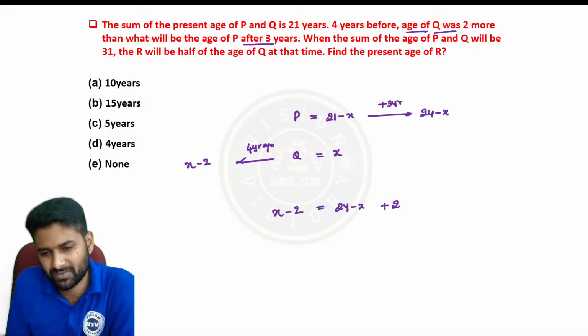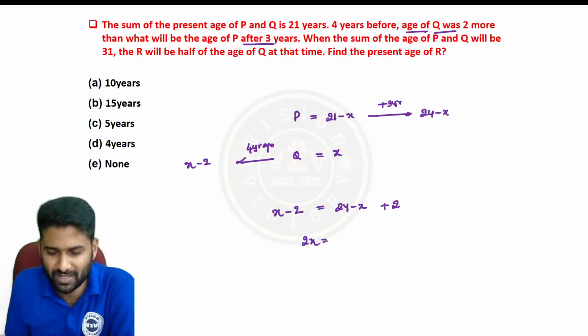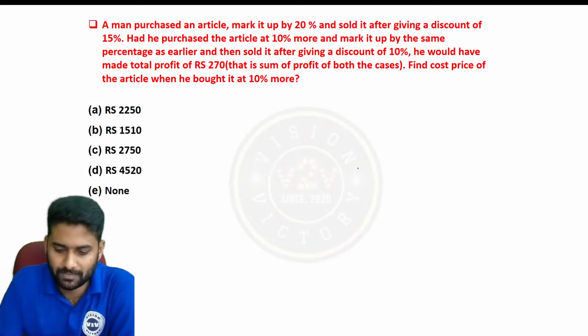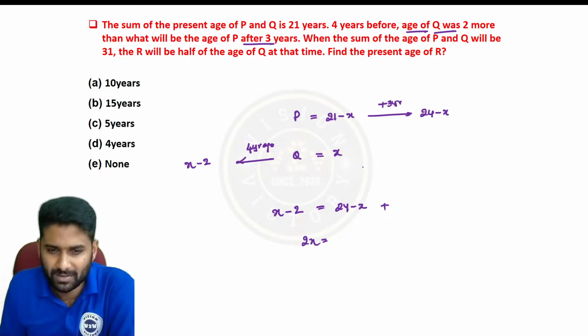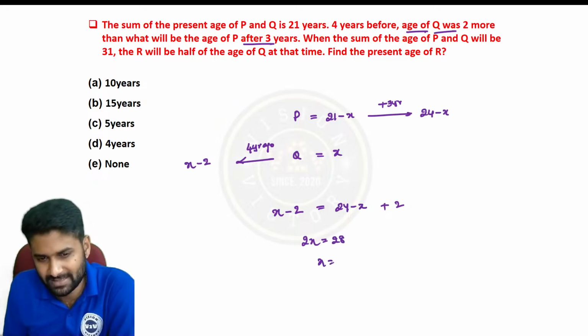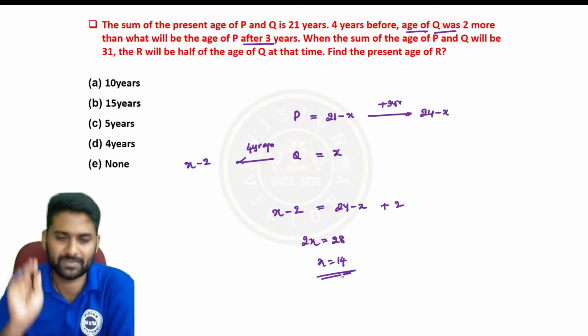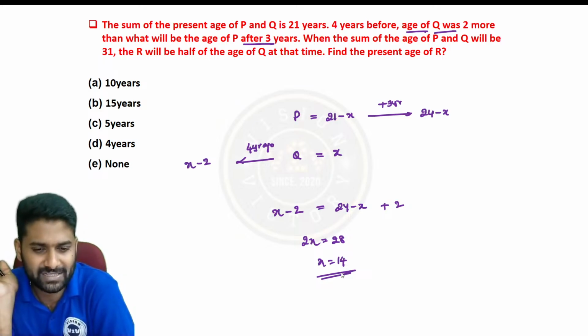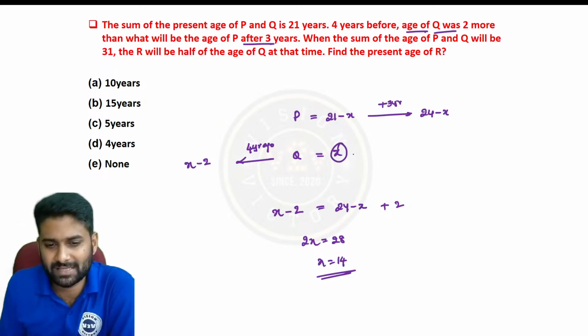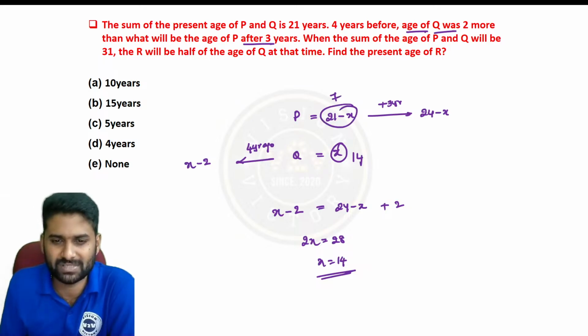If you solve this equation, guys, you will be able to get the 2x value. It's 24 minus x, and it is 2 more, plus 4, total 28. Now x is equal to 14. Check it out. Hope it's clear, guys. Now definitely P's age is exactly equal to 7.